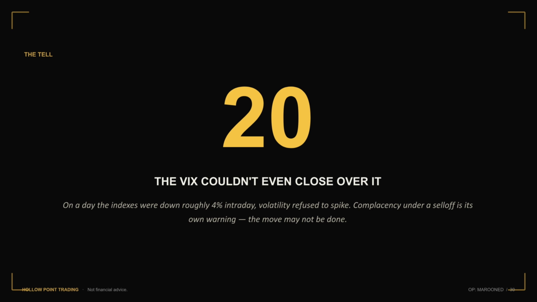Let's look at the VIX, specifically the 20 level. Even on a day when indexes dropped roughly 4%, volatility refused to spike and couldn't close above 20. This complacency during a sell-off is a warning sign that the downward move may not be finished.